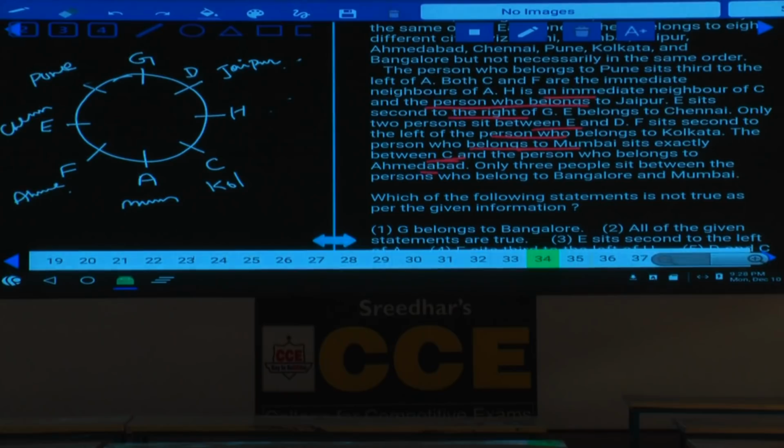3 people between Mumbai and Bangalore. This is Mumbai and this person is Bangalore, isn't it? Then which is left over here? Delhi is left over. And who is from Delhi? H is from Delhi. Why is H Jaipur?